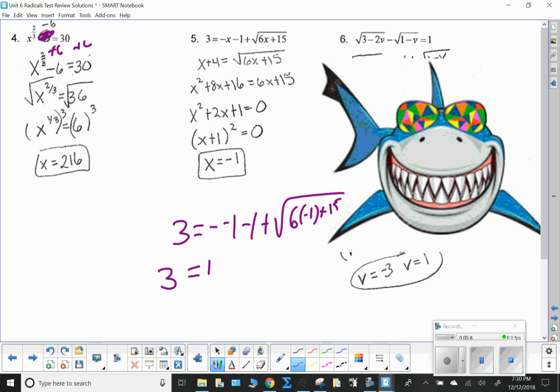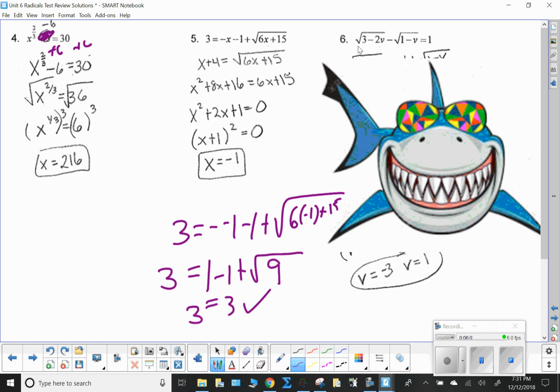3 is equal to 1 minus 1 plus the square root of 9. 3 equals 3. Bingo! It checks. Oh, big kahuna over here. We got the big Sharky.